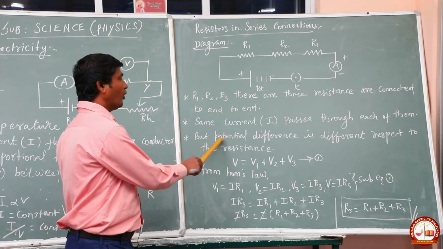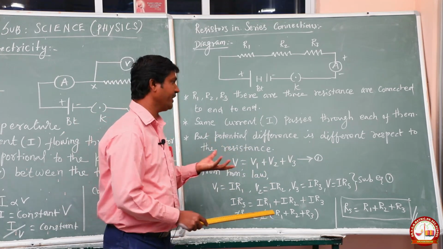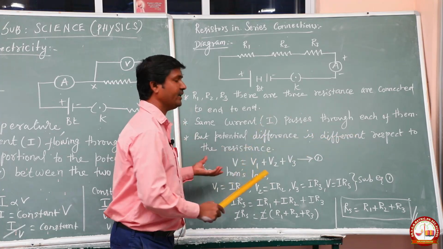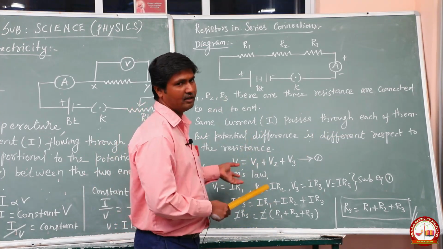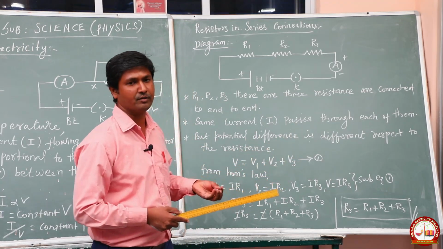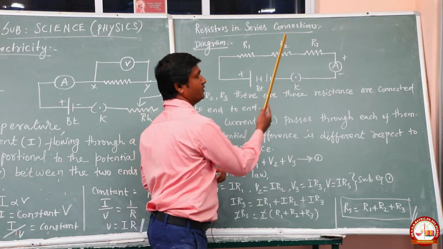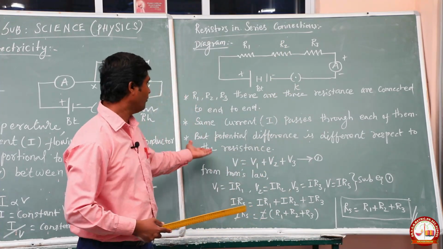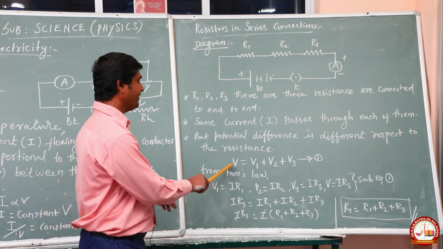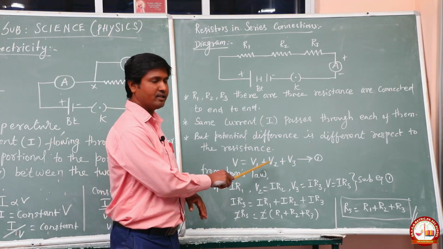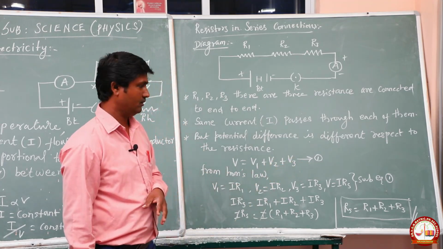Next, the potential difference V is different with respect to each resistance. R1 has potential difference V1, R2 has potential difference V2, and R3 has potential difference V3. So the potential difference is different, a very important point. The formula is V is equal to V1 plus V2 plus V3. This is equation number 1.